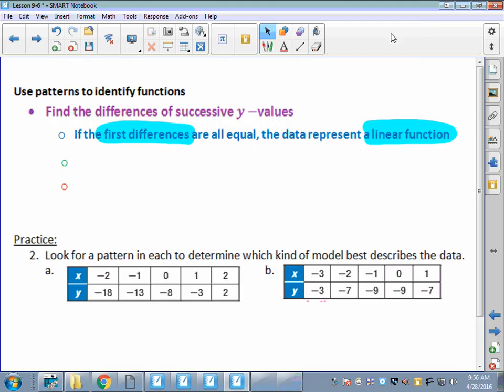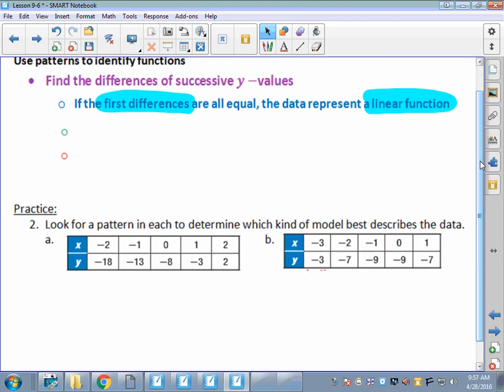If the first differences aren't equal, you keep going. So let's actually do problem 2A down here so that we can see. Actually, let's do 2B. So 2B, notice my x's are all increasing by 1. So I don't even worry about the x's. I want to know the differences of the y values. So to get from this y value, -3 to -7, that's a -4, right?